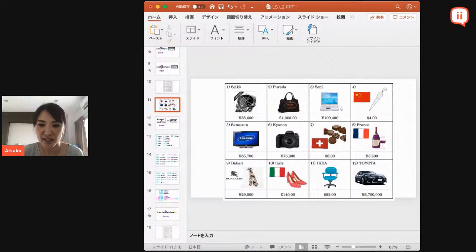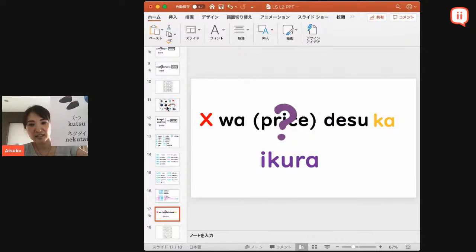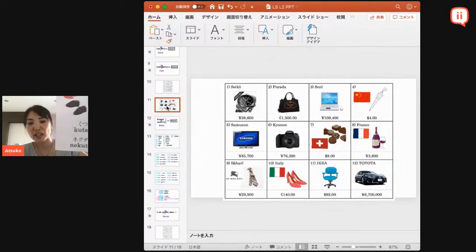3,600 yen. How much is the tie? Necktie はいくらですか? Answer is 29,500 yen です。How much are the shoes? 靴はいくらですか? 140 euro です。How much is the chair? 椅子はいくらですか? 92 dollars です。Okay, last one is expensive.